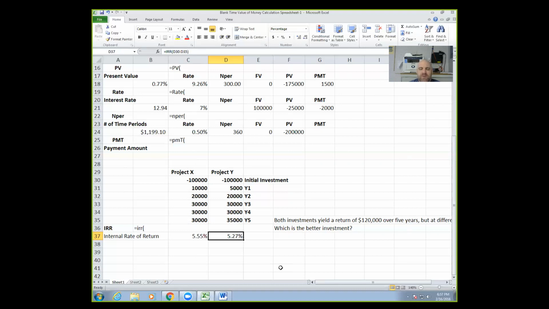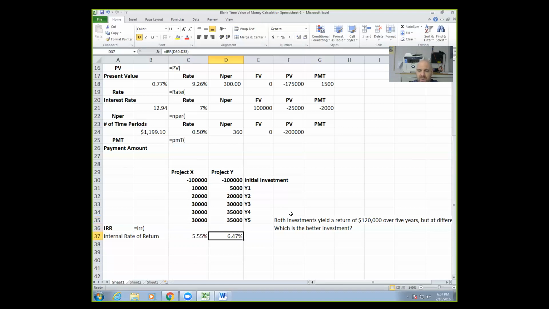X has a higher rate of return, 5.55% versus 5.27%. Just like the other functions too, if your numbers change, if you think your forecasts are going to be different, then you can change some of these numbers and say, oh yeah, we're actually going to earn $35,000 in year 4 on this one. So then I put 35,000. I don't have to retype the formula below, but it recalculates what that return is. So it goes up to 6.47%.